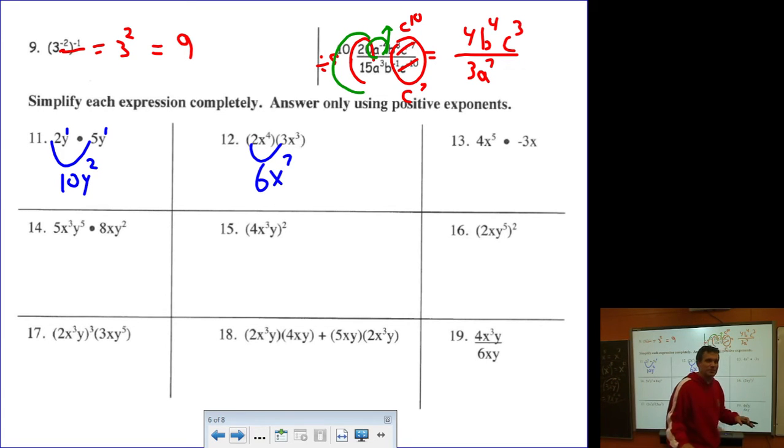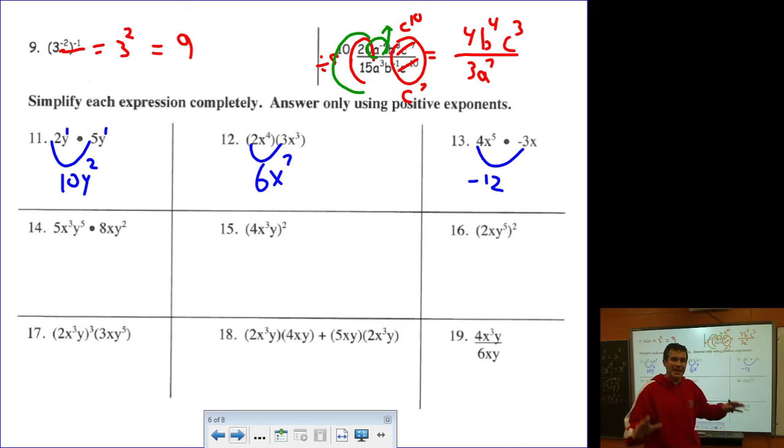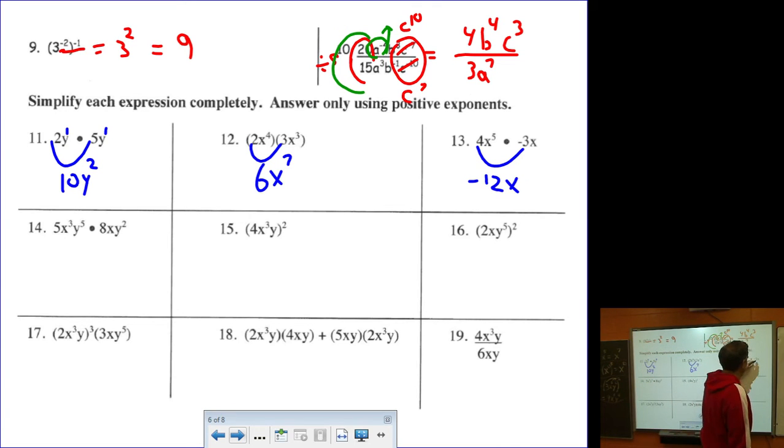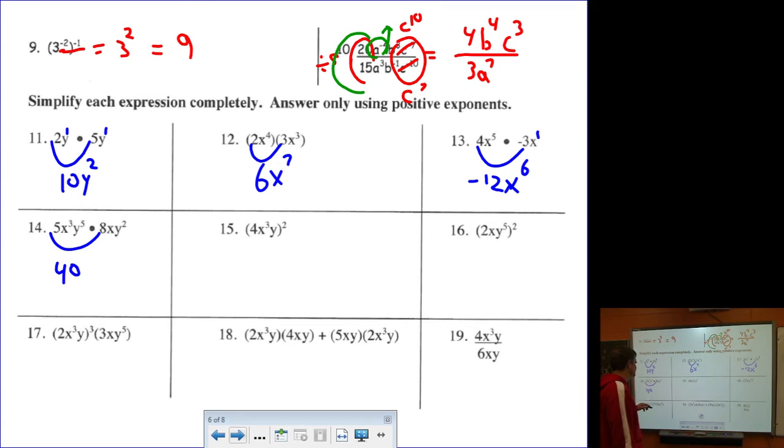Number 13 is a multiplication problem. I would multiply the coefficients, giving me negative 12. But when I'm multiplying, I add the exponents. So this would be x to the 5th and x to the 1st, which is 6 total x's multiplied together. Number 14 is a multiplication problem. So I would multiply the coefficients and get 40, but I would add the exponents. I have 3 x's and another 1 x, that is 4 x's. I have 5 y's and 2 more y's. That is 7 y's multiplied together.